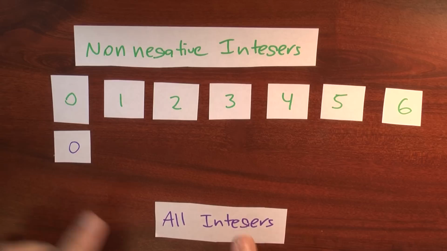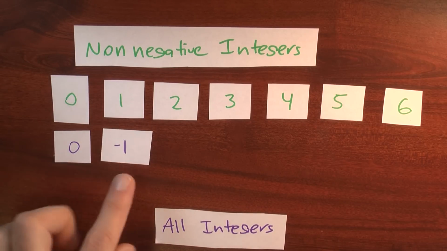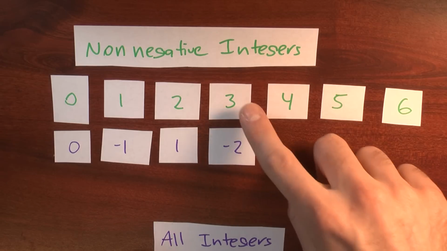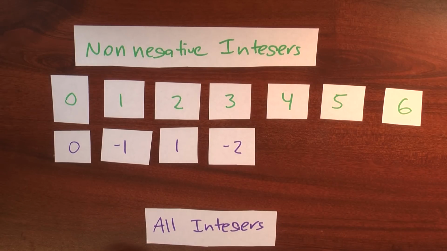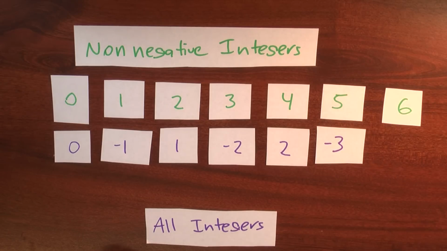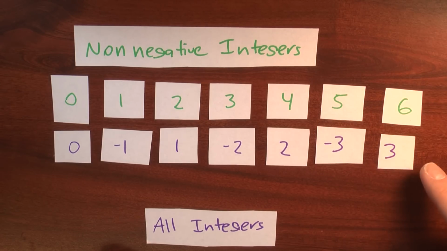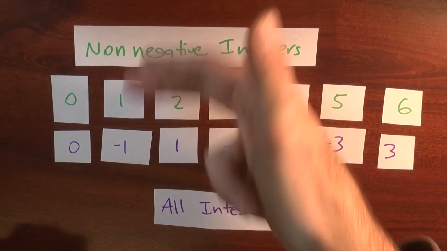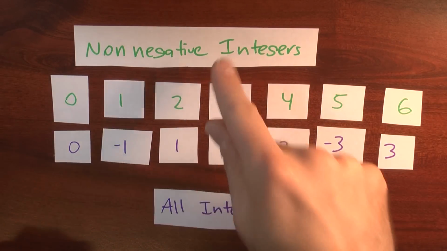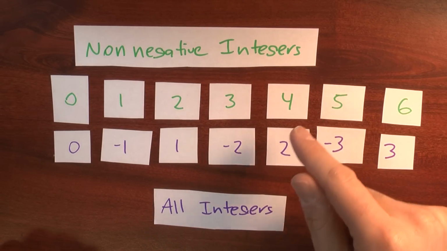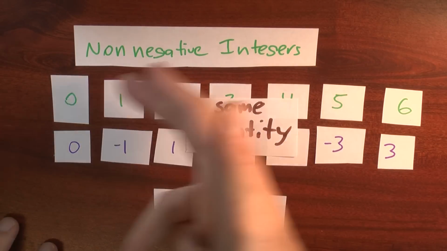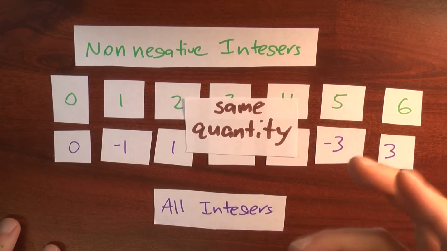It assigns to 0 the number 0. It assigns to 1 the number minus 1. It assigns to the index 2 the number 1. To the index 3, the sequence assigns the number negative 2. To the index 4, it assigns the number 2. To the index 5, it assigns the number 3. And it will keep on going. And eventually, right, we've ended up pairing off every single non-negative integer with every single integer. And that really means that there's the same quantity of non-negative integers as there are all integers.